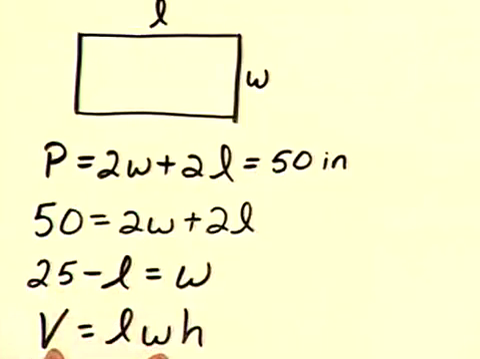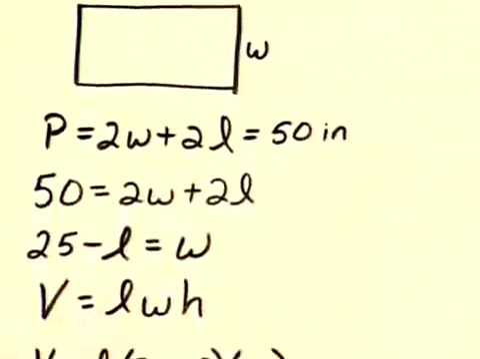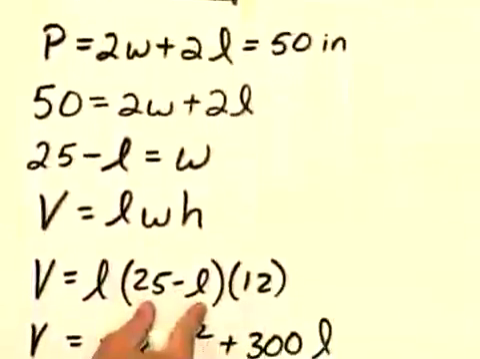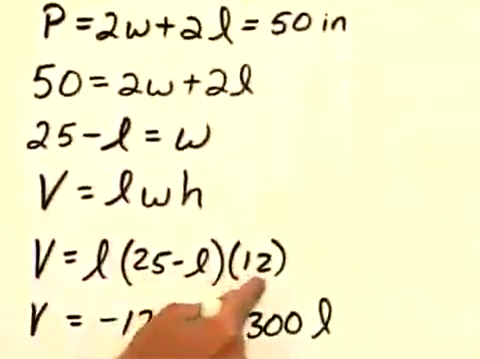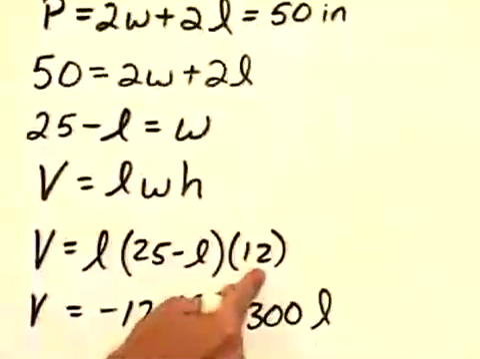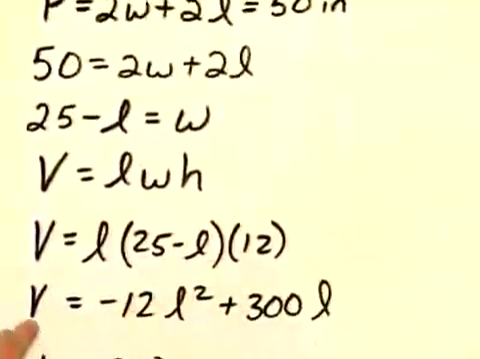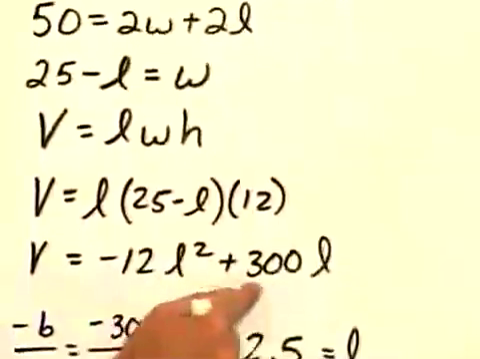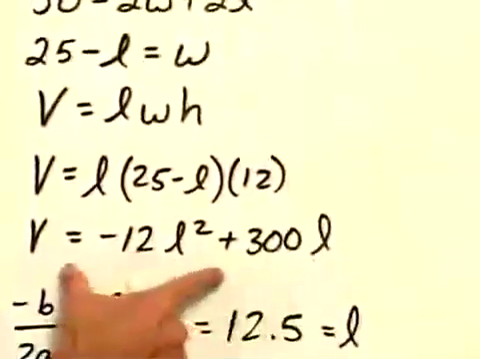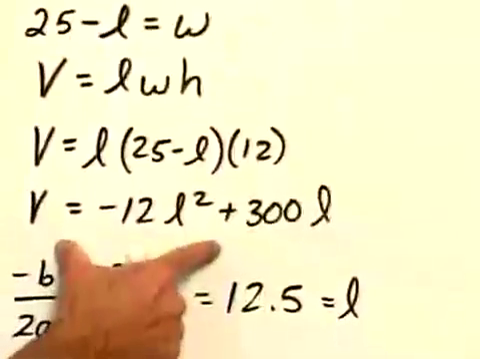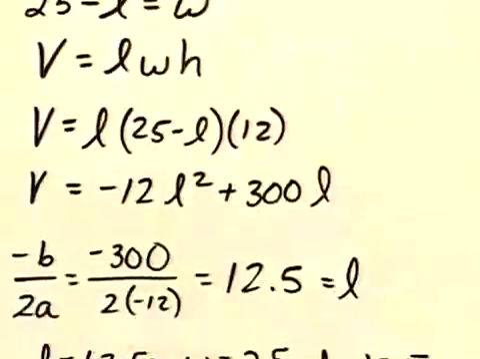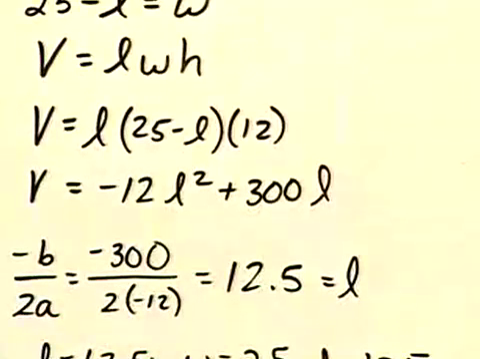So in my volume formula, I'm going to have volume is equal to my length times my new width, which is 25 minus L, times my height. Now if I simplify this, I get the quadratic equation where volume is equal to negative 12L squared plus 300L. So here's my equation that gives me a parabola if I were to graph it, and I can use that fact to find the vertex of this parabola and find which dimensions are going to maximize my volume.